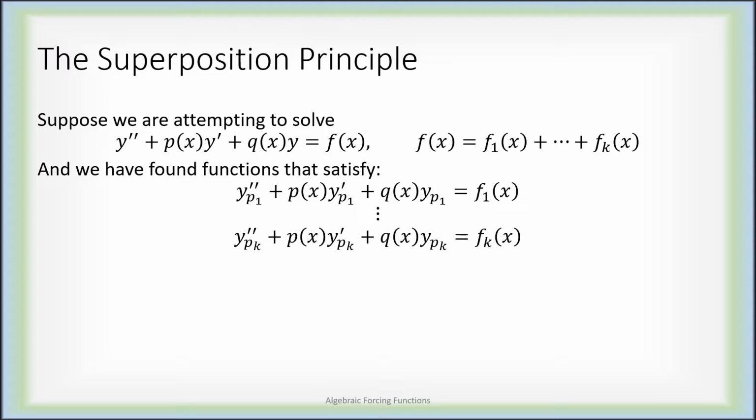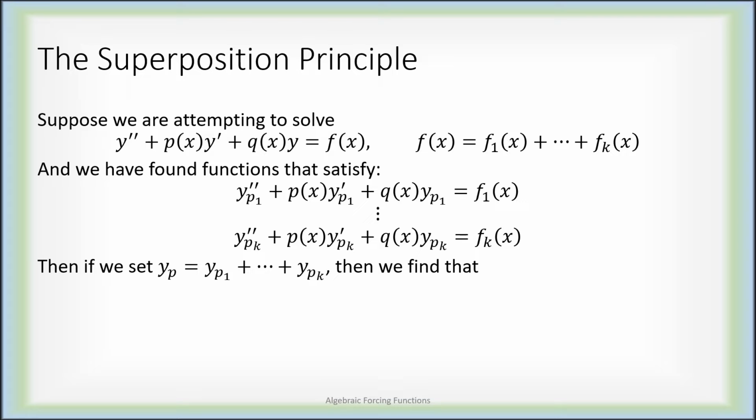So we're trying to solve a second-order linear equation that's not homogeneous, and the forcing function is actually a sum of many different pieces. But let's presume we have found various particular solutions if we just had one single piece at a time. So I have a particular solution yp1 that when I use it in the differential equation gives me this first part of the forcing function f1. And I have a solution yp2 that when used in the differential equation gives me f2 of x, and so forth.